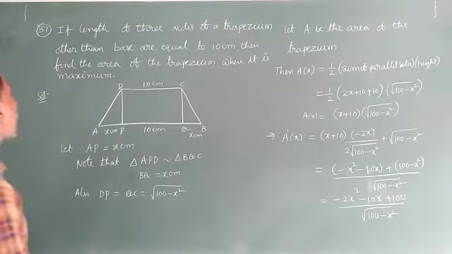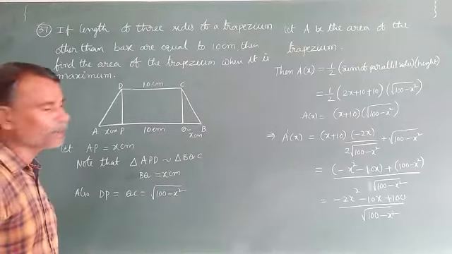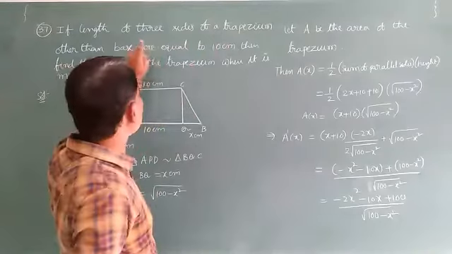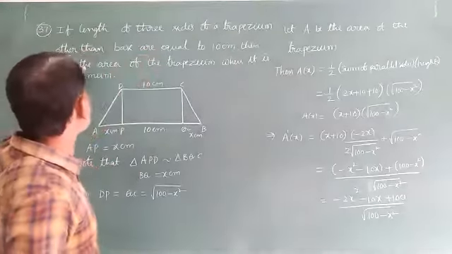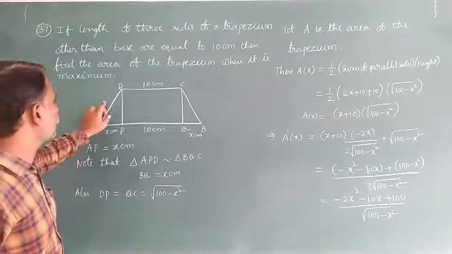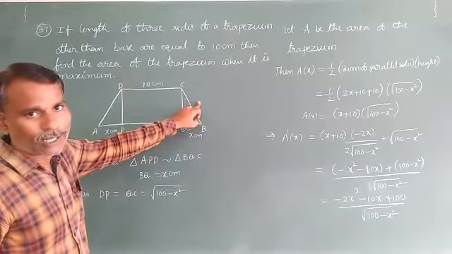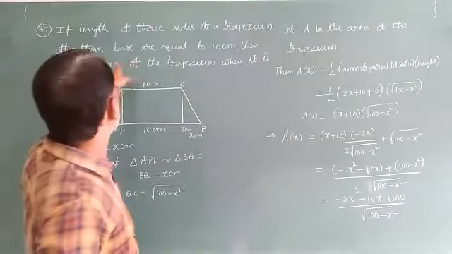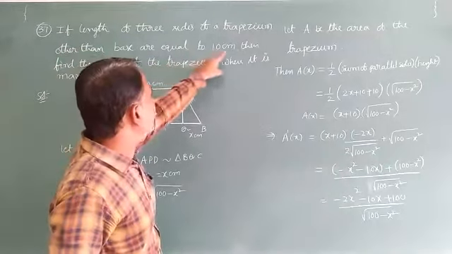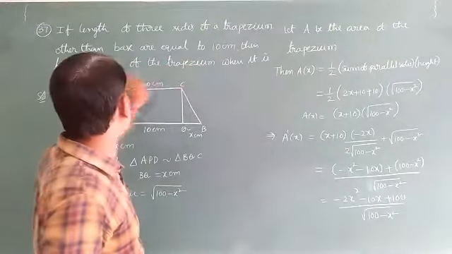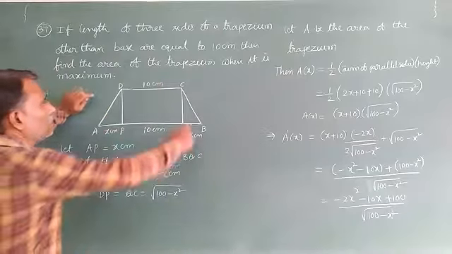Students, 37th example. If the lengths of 3 sides of a trapezium, other than the base, are all 10 centimeters, then find the area of the trapezium when it is maximum.